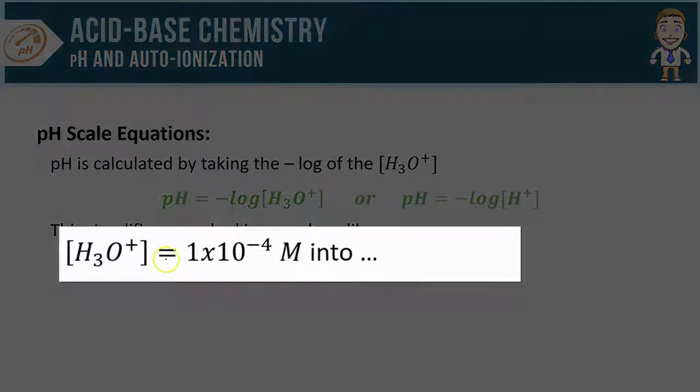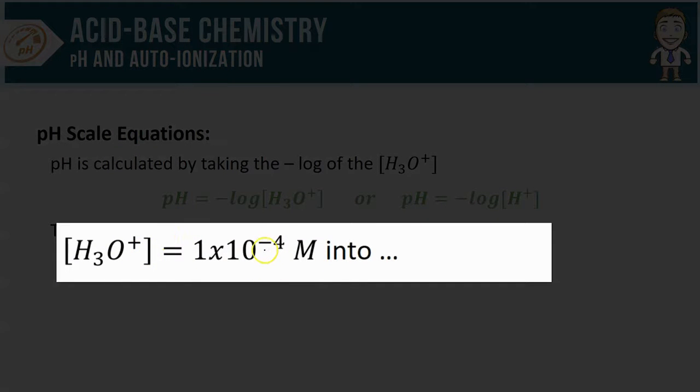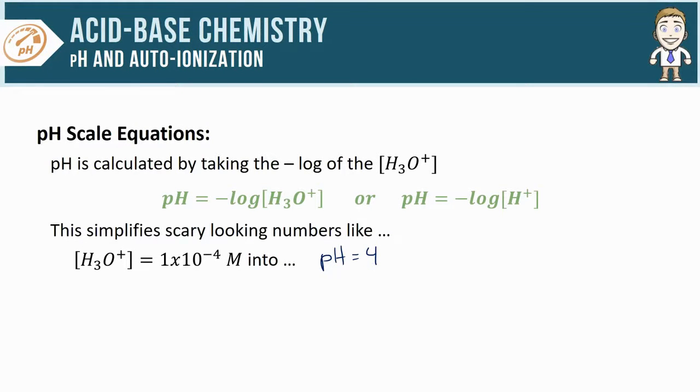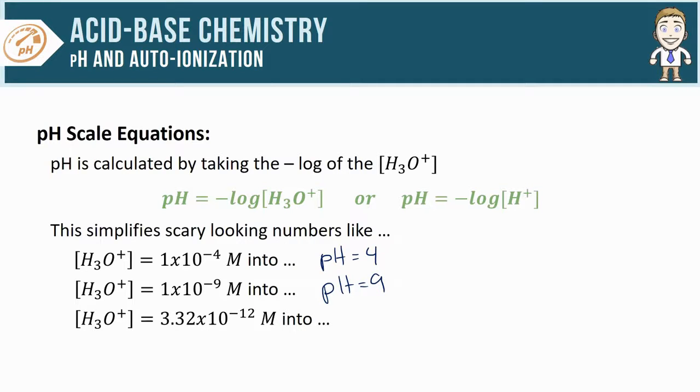For example, if we knew that a solution had an H3O plus of 1 times 10 to the minus 4 M, it's kind of tough and takes some work to use that to tell if my solution is acidic or basic. However, if I take the negative log of it, I get a pH of simply 4, and I can immediately see that this is an acidic solution. Or 1 times 10 to the minus 9 would give me a pH of 9, and I know that my solution is alkaline. Or 3.32 times 10 to the minus 12 gets me a pH of 11.48, and again, I can see that my solution is very alkaline. It's just a much faster, simpler way to do it.